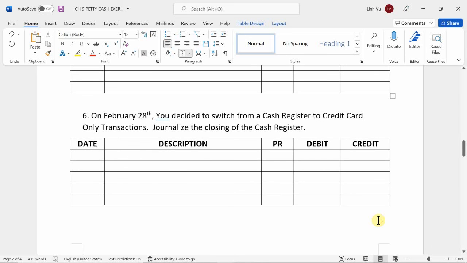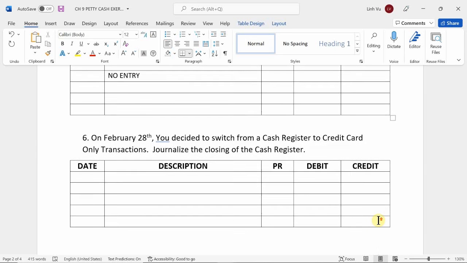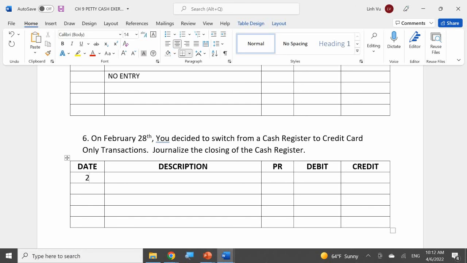Okay. So then number 6, on February 28, you decided to switch from a cash register to credit card only transactions. Journalize the closing of the cash register. How do I close my cash register? You added all the cash. Okay, but how do I? What I mean is closing up and switching to a credit card only transaction. Meaning I need to get rid of my cash register. How do I get rid of my cash register?